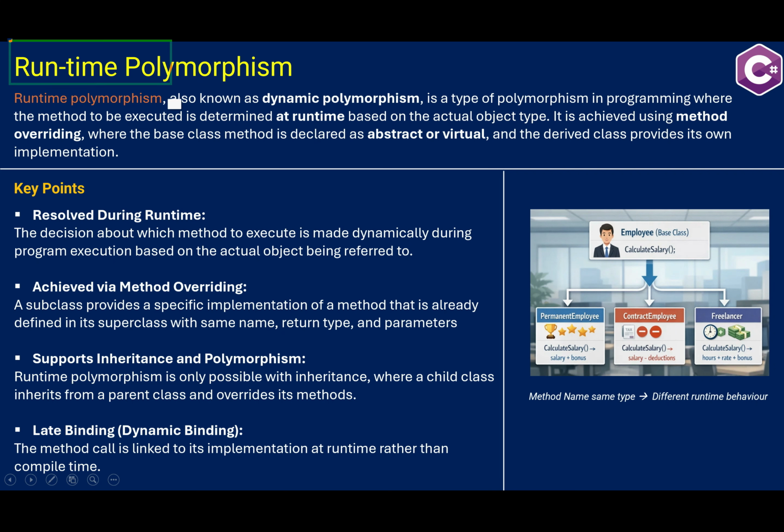So runtime polymorphism, we can achieve by using method overriding, right? Last session we took the method overriding methods in the derived classes, but those methods we derived from abstract methods, right? Now in this session, we will take virtual methods in the base classes, and then we will override those virtual methods in the derived classes.